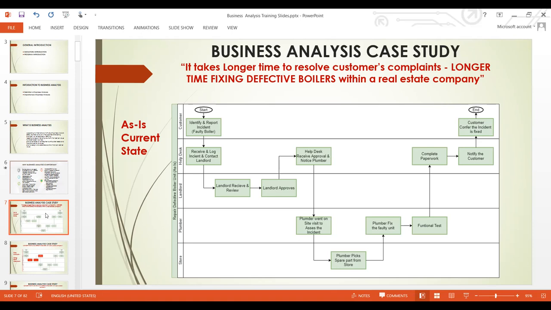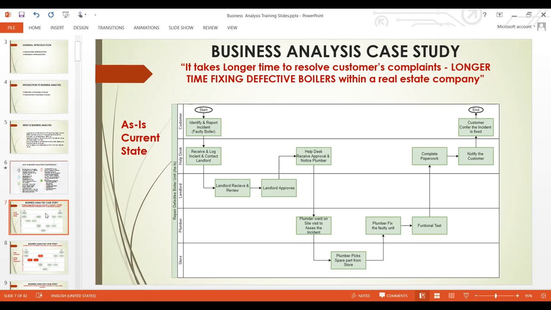So, this is what this company is facing. Customers are complaining it's taking a longer time to resolve their issue. They have a defective boiler within the real estate company, and instead of taking a few days to fix the boiler, it takes a longer time. This is the problem statement.